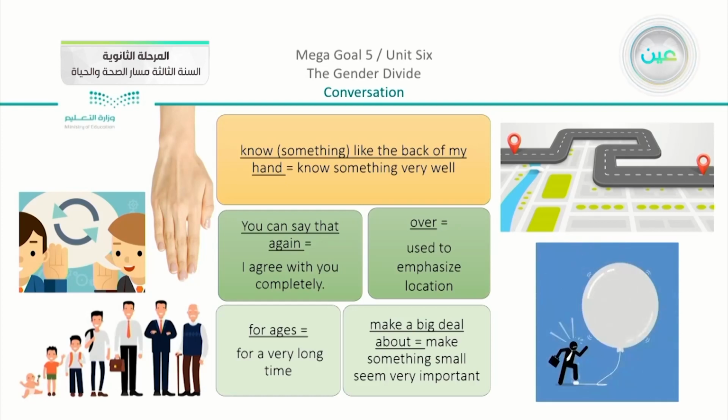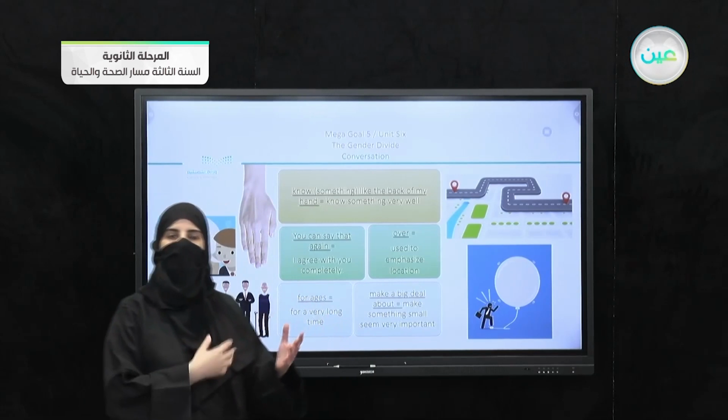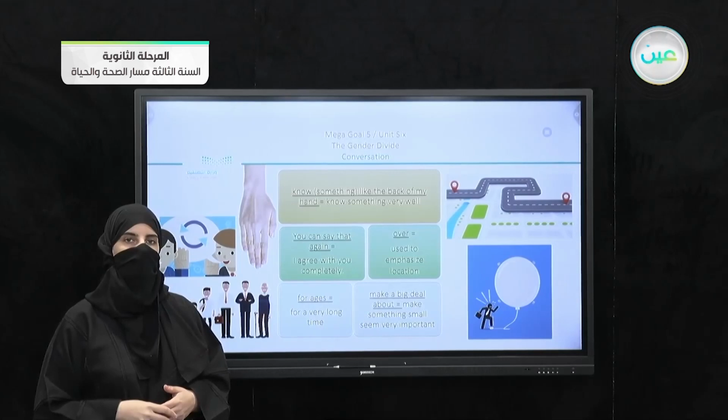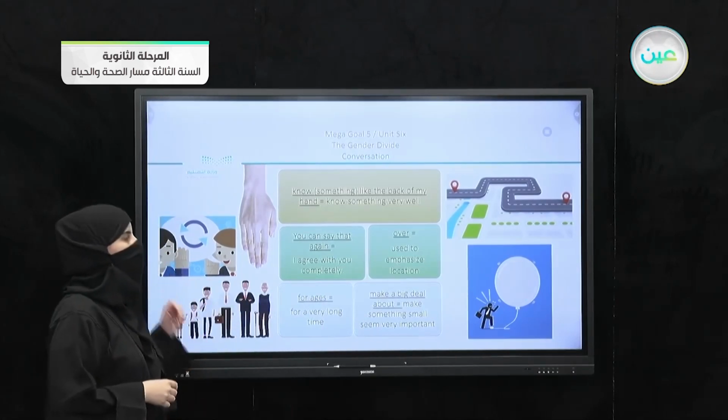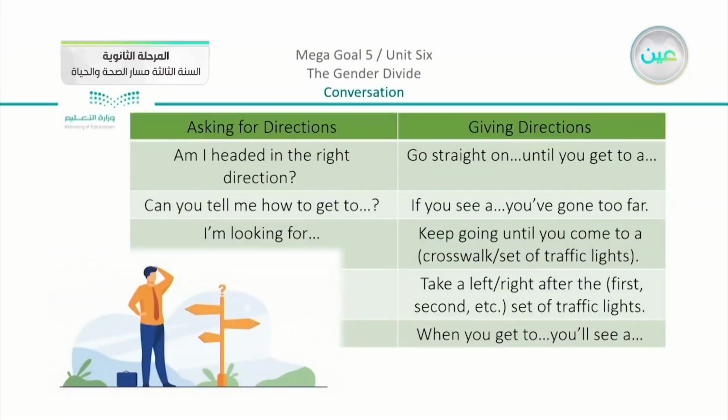The last one, to make a big deal about something, is actually making something small seem very important. When I mention to you that we are making a very big deal about being lost, it means that it is something simple and we are making it bigger. So we do have our 5 expressions, the real talk expressions, that are very interesting. And you can see that we mentioned something about location and about giving or asking for directions. So basically in your book, you do have the table asking for directions or giving directions.